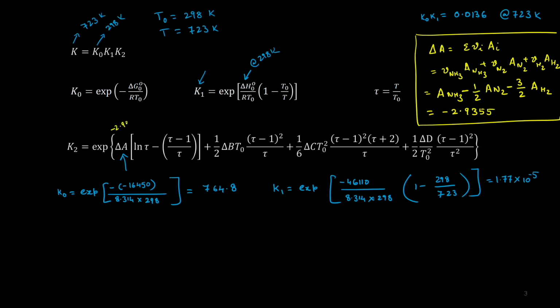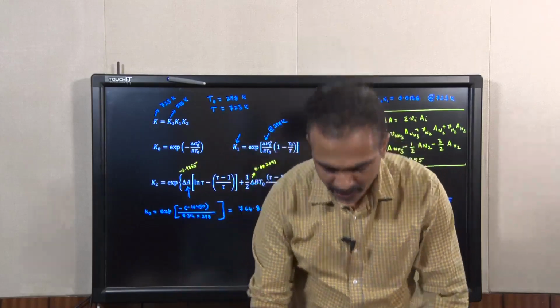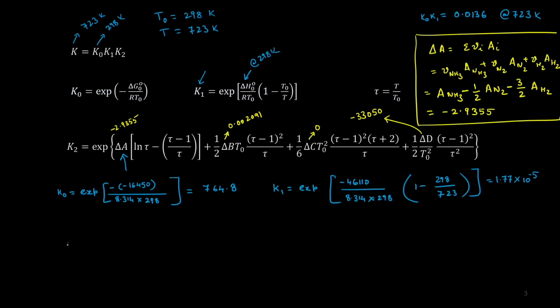Similarly, I can calculate the other values. I can calculate the value of delta B going by a similar logic. It would be 0.002091. In this case, C is 0 for all the species in any way. And finally, the value for delta D, going by similar logic, is -33050. So once I have calculated delta A, delta B, delta C, and delta D, I can calculate K2 now, right? K2 is going to be all of these.